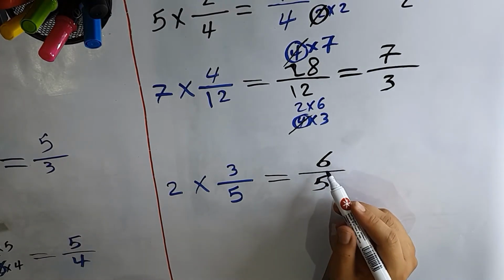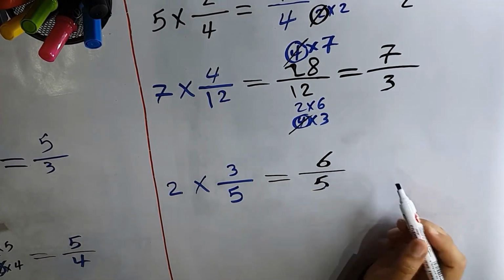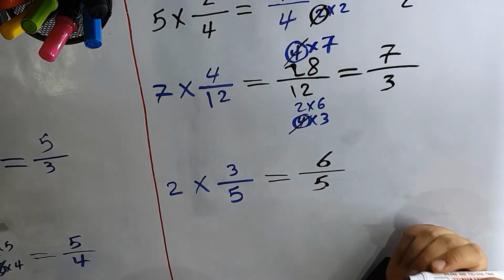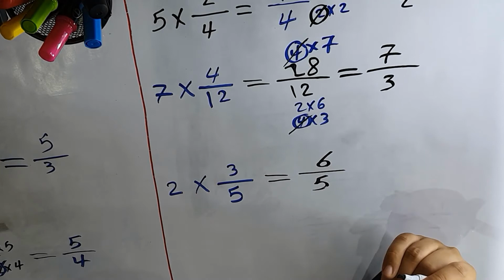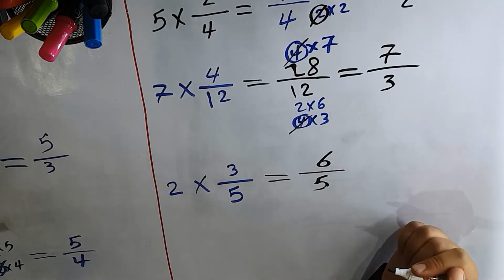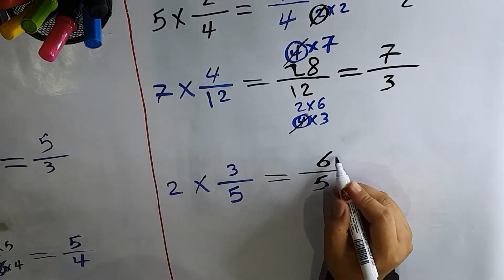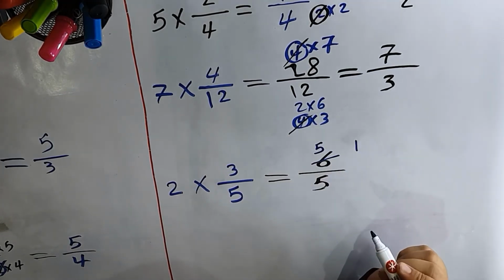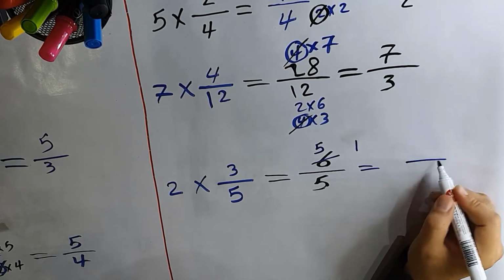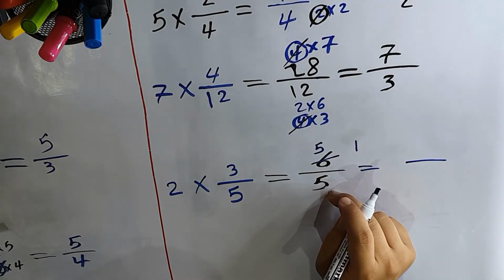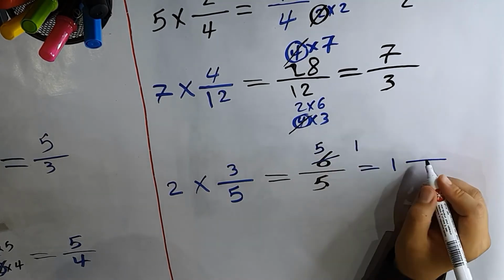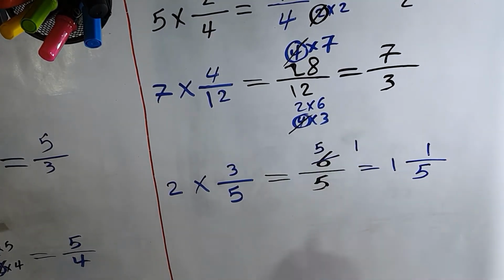Okay, how can we write this fraction as a mixed number? 6 divided by 5, can we or not? We can't. If we make it less than 6, like 5 divided by 5, yes we can. Then write 6 as 5 and the remainder is 1. Now 5 divided by 5 is what? Is 1. Write it out of the fraction. And the remainder up is 1 and the down is 5.